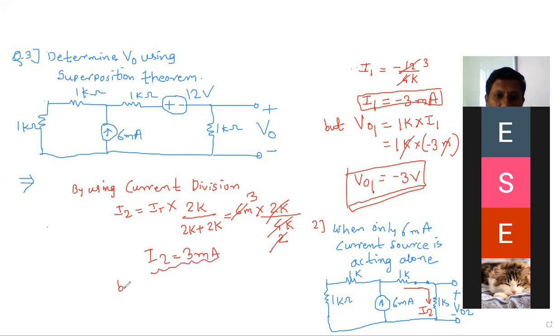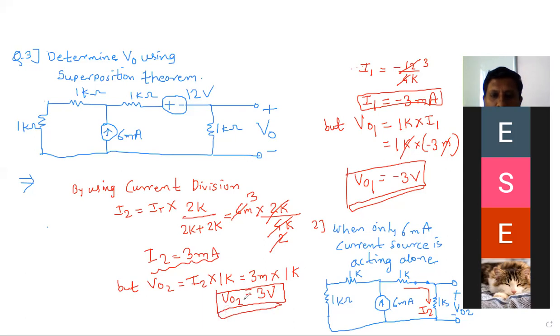So I2 is 3 milliampere, but V02 is equal to I2 into 1K. So 3 milli into 1K will give 3 volt. So V02 is 3 volt. So that will be the answer of V02.